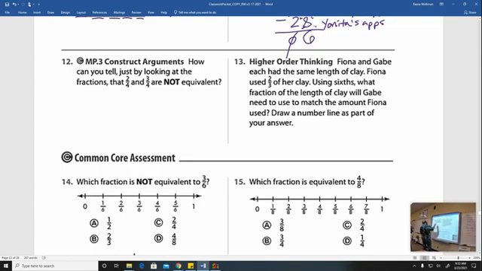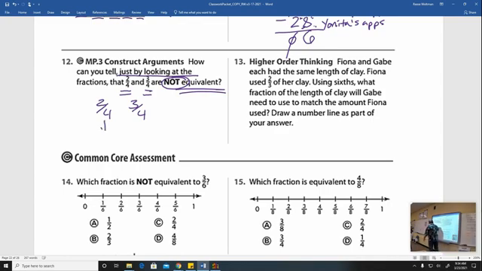Okay, now we're into some fractions here, number 12. How can you tell just by looking at the fractions that 2/4 and 3/4 are not equivalent? Just by looking at them. The numerator is bigger or smaller? I mean that 2 is smaller than 3 and 3 is bigger than 2. You are correct. And guess what? They have the same denominator, don't they? So obviously 2/4 and 3/4 cannot be equivalent, because one has fewer.